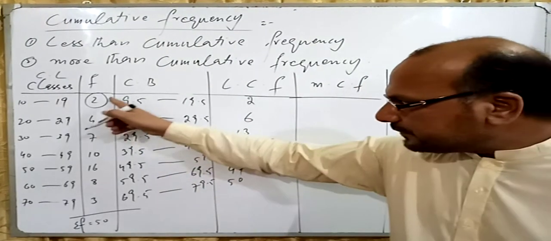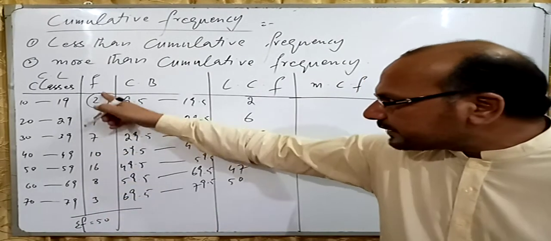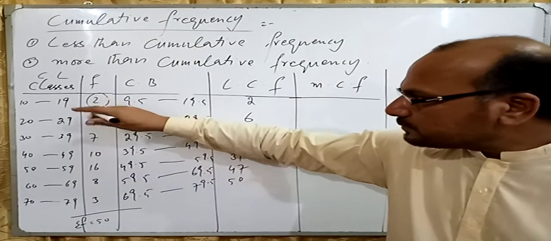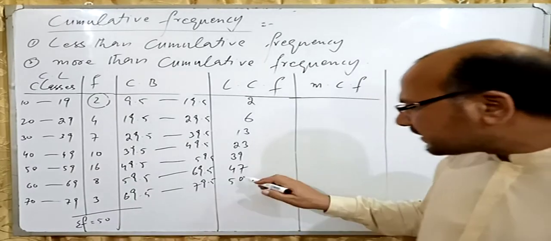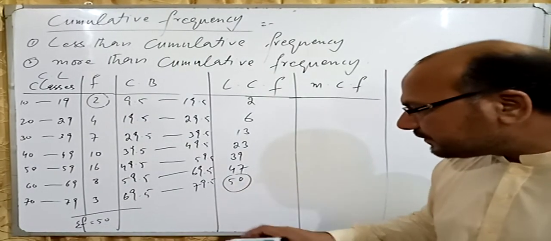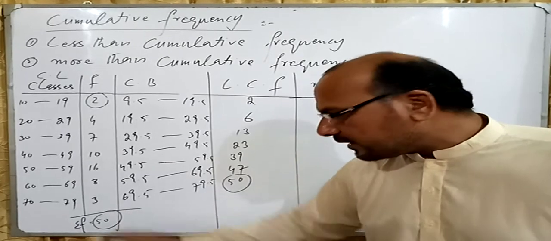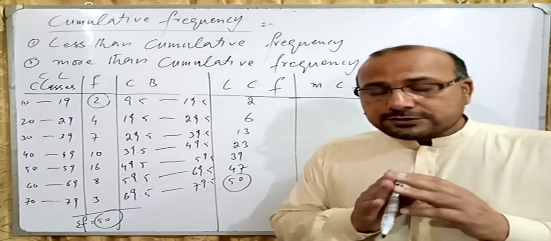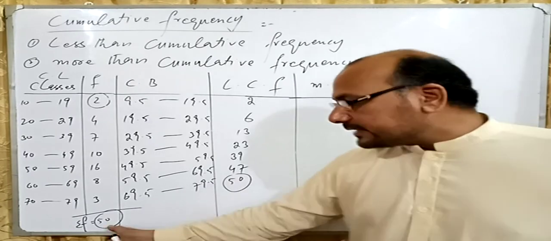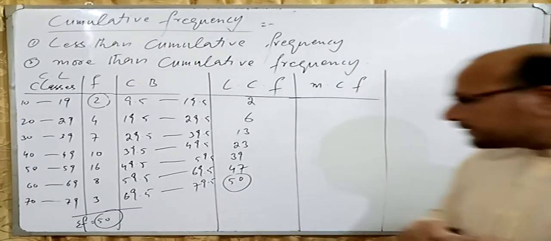Now if you see the summation of this frequency, the total frequency is equal to 50. So the last component of the less than cumulative frequency should be equal to the summation of the frequency. If they are not equal, it means your cumulation is wrong. If they are equal, it means your cumulation is accurate.